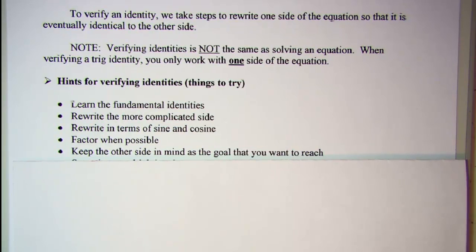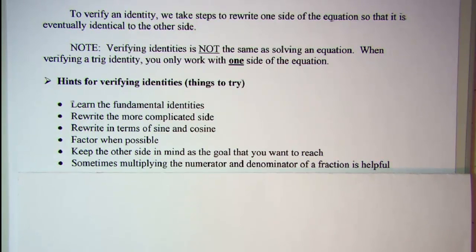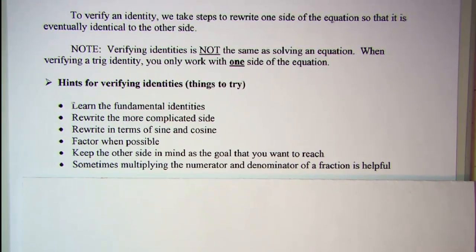And then always keep the other side of the identity in mind as a goal that you want to reach, because you're working on one side to eventually get it to look like the other side. And then also multiplying the numerator and denominator of a fraction is helpful.